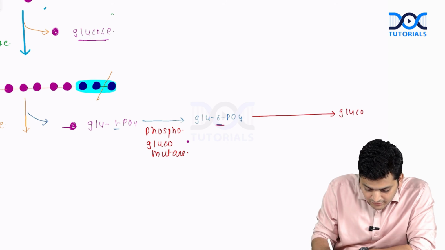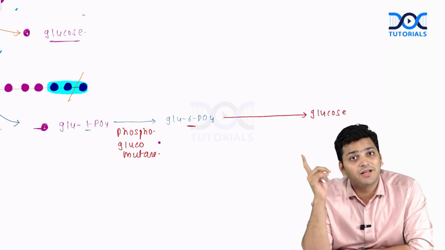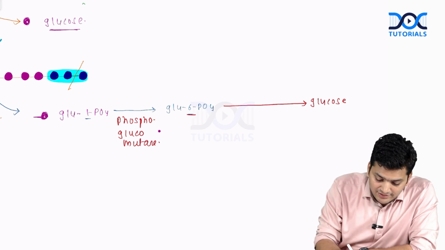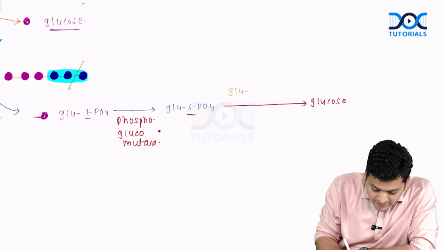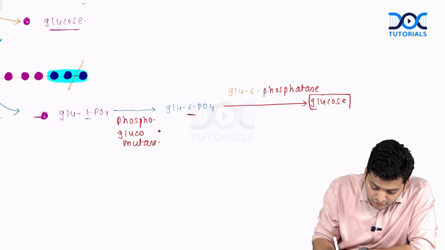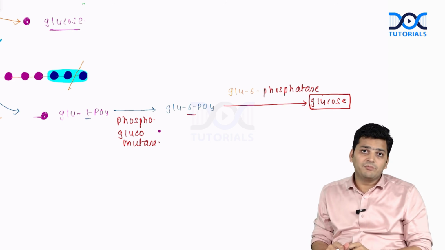glucose. To convert the glucose 6-phosphate into glucose, can you tell me the name of the enzyme that we also used in gluconeogenesis? Yes, what is the name of that enzyme? Glucose 6-phosphatase. And this is how you are going to generate the glucose. So when you cut the glycogen, ultimately you are going to get the glucose back.